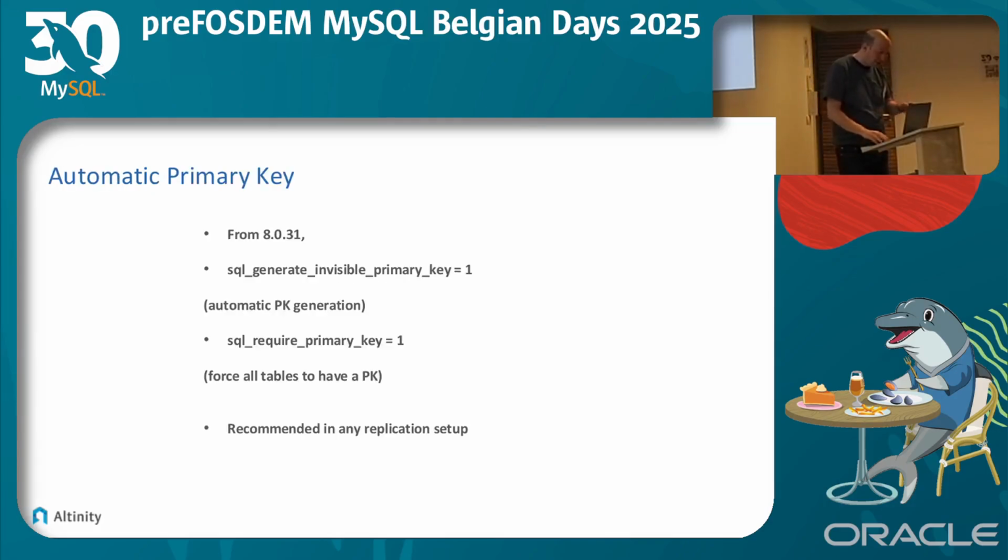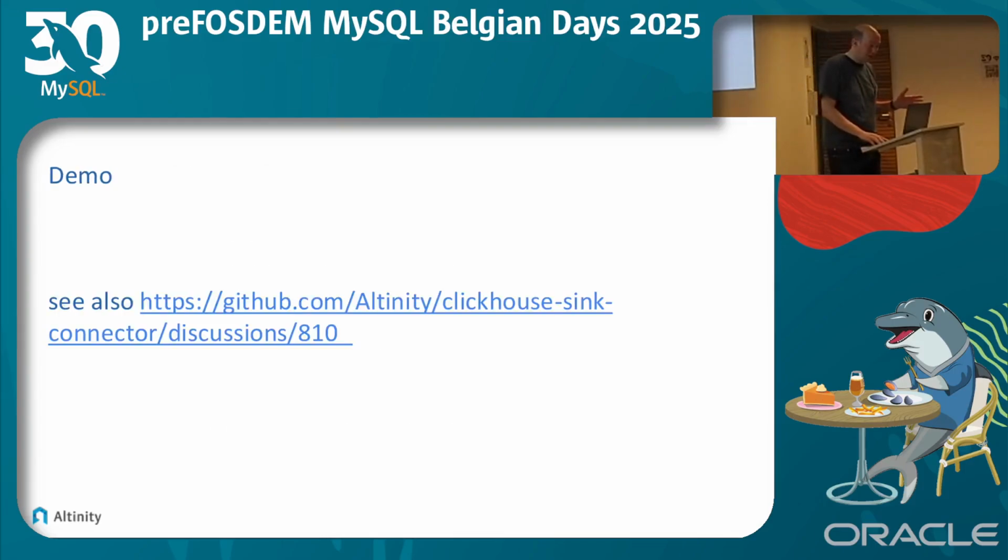All right. The goodies that we have in MySQL include automatic primary keys. So if you have a schema you don't master, enable generate invisible primary key from 8.0.30. Then even for tables, like for example Alembic version, that do not have a primary key, you get one. And you can also annoy the developers with this nice little feature, which will basically give them an error if they create a table without a primary key. And that again is recommended in any replication setup. Without primary keys, you cannot do much.